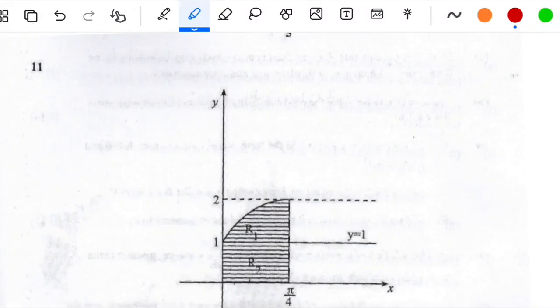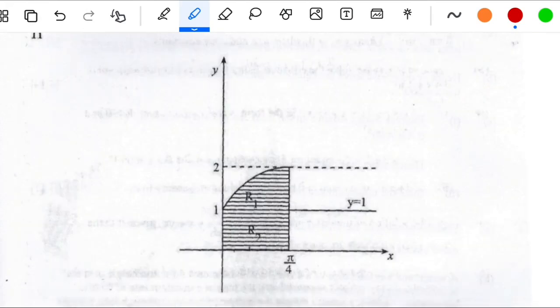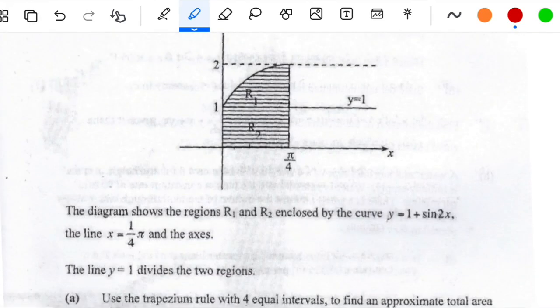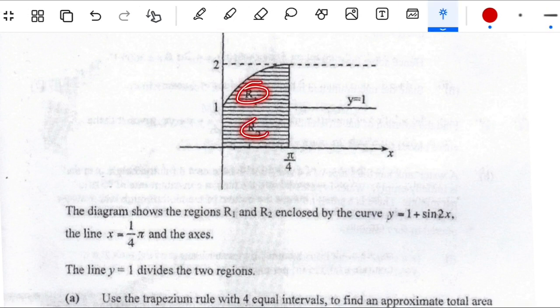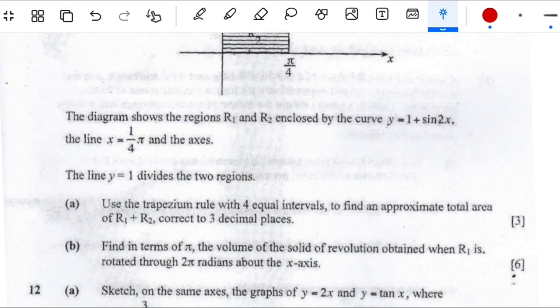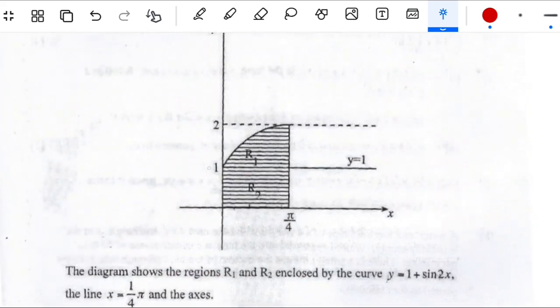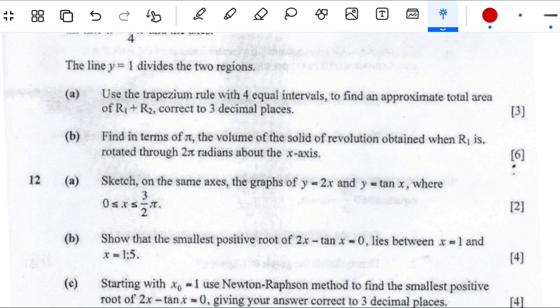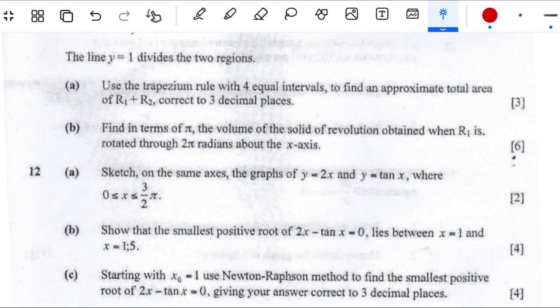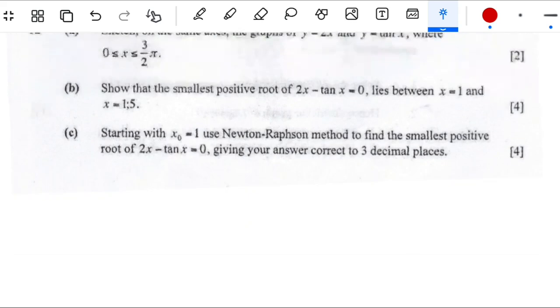Let's go to 11. Number 11, we're given a graph there. The question says the diagram shows the regions R1 and R2, this one and this one, enclosed by the curve, this one, y equals 1 plus sine 2x, and the line x equals pi over 4, and the line y equals 1 divides the two regions, like here. Use the trapezium rule with 4 equal intervals to find an approximate total area of R1 plus R2, correct to 3 dp.